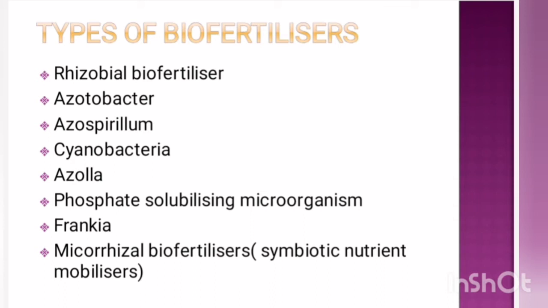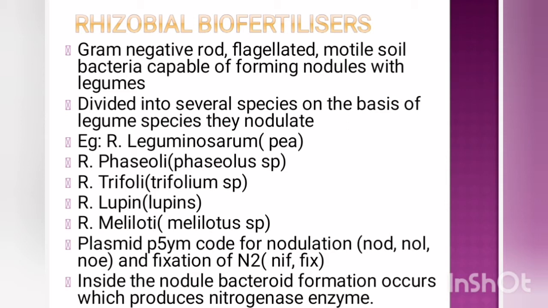Biofertilizers include rhizobial biofertilizer, Azotobacter, Azospirillum, Azolla, Cyanobacteria, phosphate solubilizing microorganism, Frankia, then mycorrhizal biofertilizers. First, we can discuss rhizobial biofertilizers. Rhizobium is a gram-negative rod-shaped soil bacteria, and this bacteria can fix the atmospheric nitrogen and make the nitrogen available to the plants. Rhizobium is able to form nodules with legumes. So, there is a symbiotic association between Rhizobium and various leguminous plants.